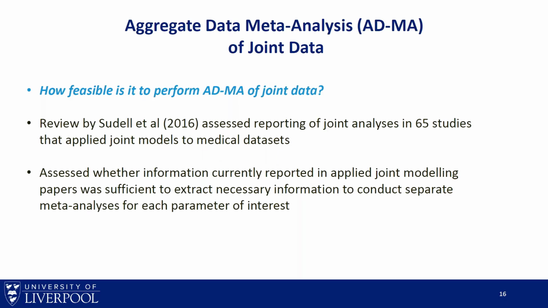First off, is it actually feasible to perform a meta-analysis of joint data at an aggregate level? As we mentioned before, there are many issues with aggregate data meta-analysis of longitudinal or of time to event data. So it's likely there will also be issues when performing aggregate level meta-analyses of joint data. The review I mentioned before also assessed for the identified applied studies whether they actually reported sufficient information to contribute to theoretical future meta-analyses. To contribute sufficient information, they had to report effect estimates for each submodel and the association parameter, variance estimates, and also a sample size.